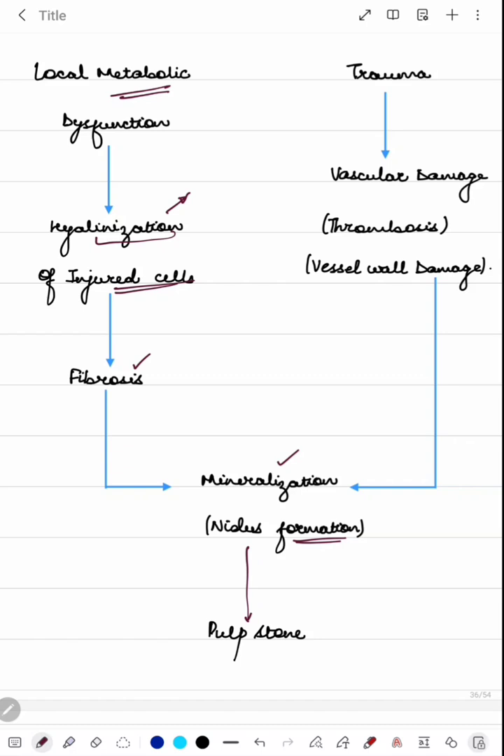Similarly, trauma will damage our blood vessels, which will cause thrombosis or vessel wall damage. Basically vascular damage will take place. Later on there will be mineralization, and after that the pulp stone will be formed.